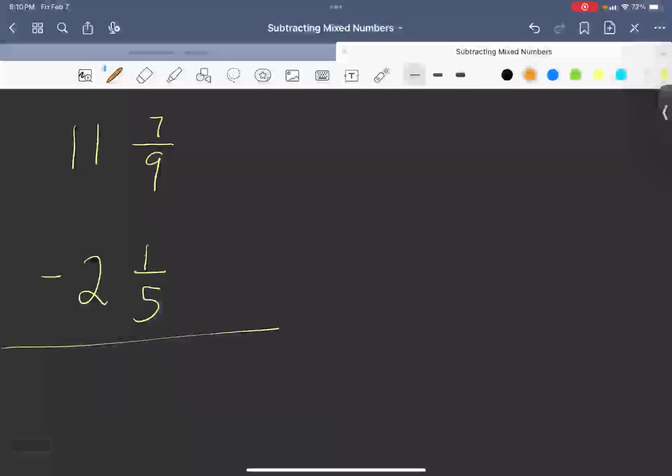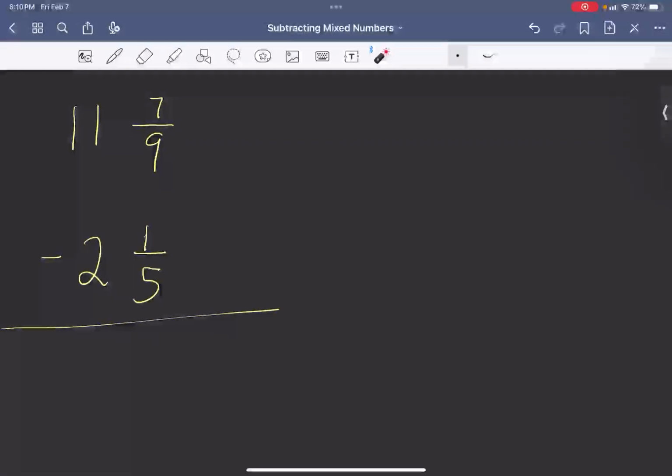Okay, let's do this last one. We're going to do more after this one. It's going to be a little different though. All right, so what do we got to do here first? Look at the denominators. We have 5 and 9. Are they the same? No. So since they're not the same, we have to find the least common multiple of 5 and 9.